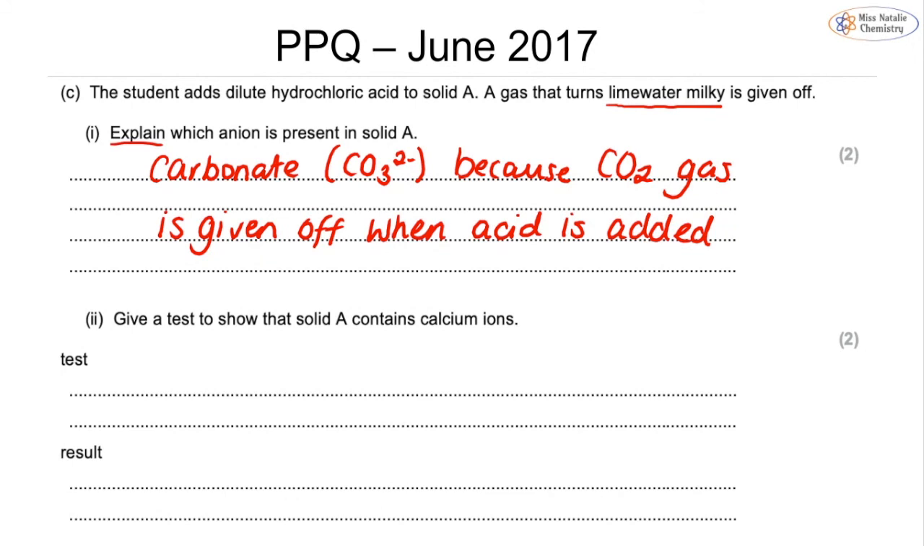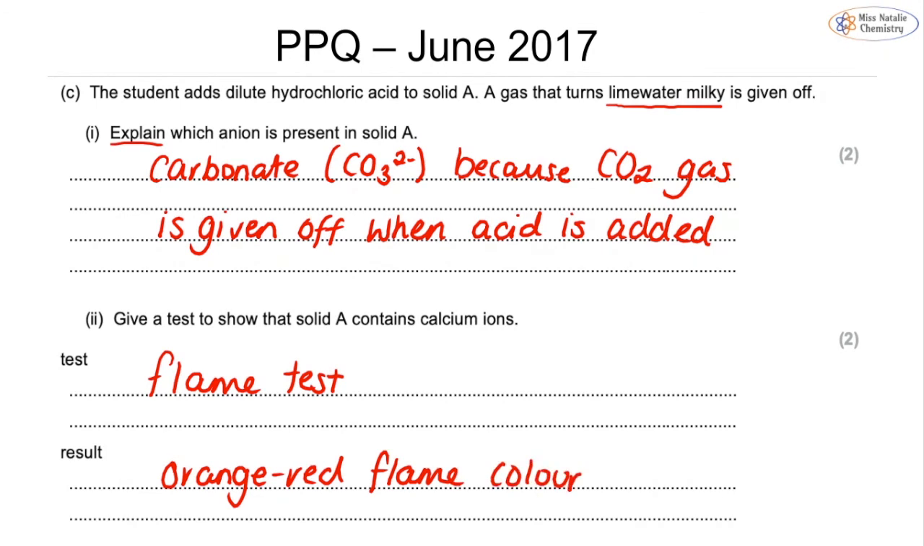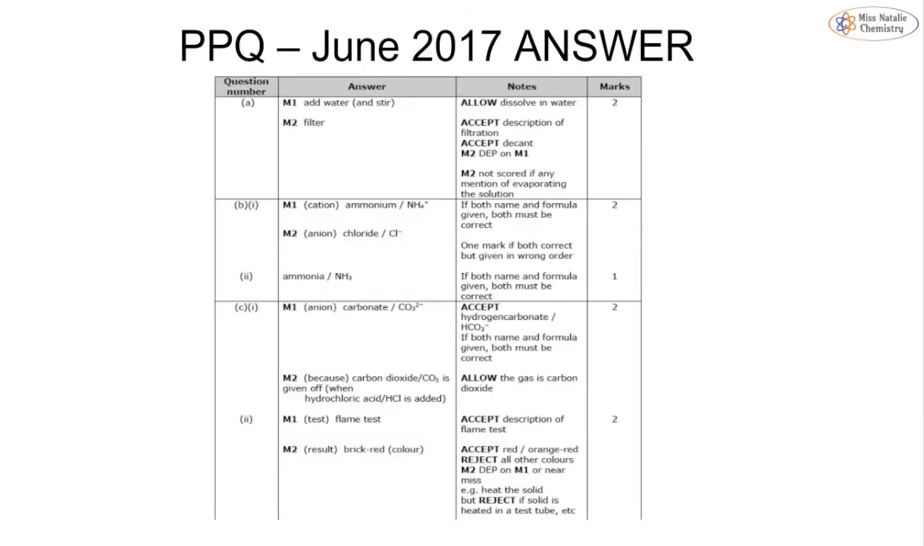And then part 2, give a test to show that solid A contains calcium ions. Well, for any metal, the most common test is going to be your flame test. Notice that it doesn't say explain, it just says name. So flame test is an acceptable answer, and then the result is you will get an orange-red flame colour for 2 marks. So there's our mark scheme if you want to have a look at those, if you've been working on those questions yourself.